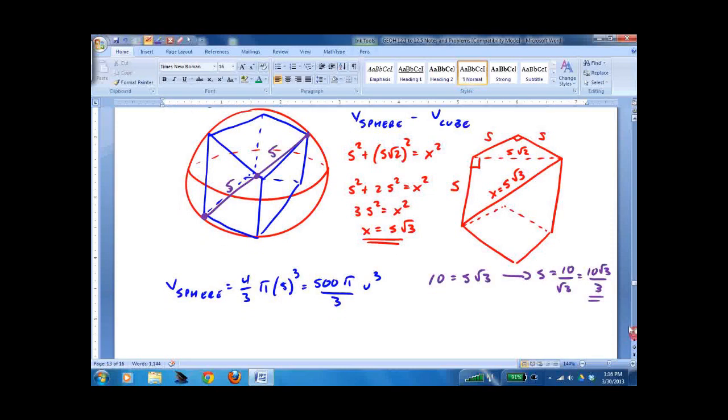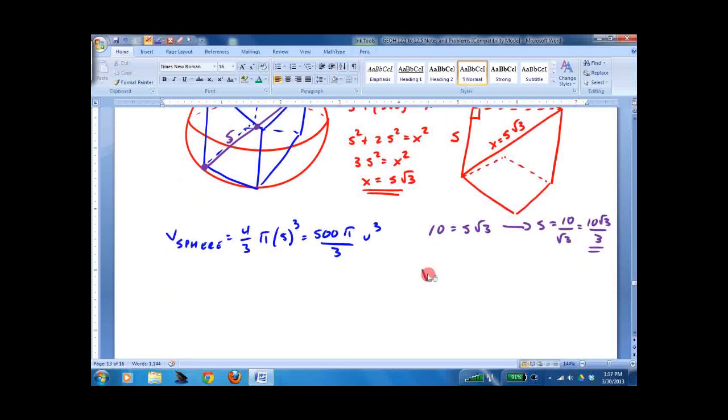Lost yet? I hope not. So the volume of the cube is just that to the third. Each side, 10 root 3 over 3, to the third, which is 1000 times 3 root 3 over 3 times 3 times 3. Big number. So volume of the cube, cancel, 1000 root 3 over 9.